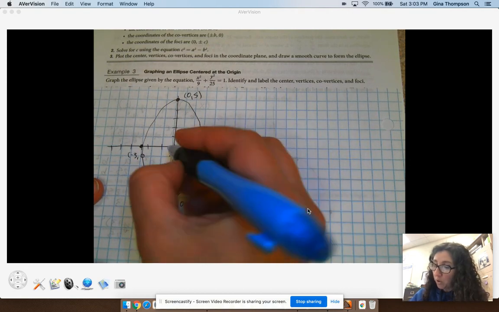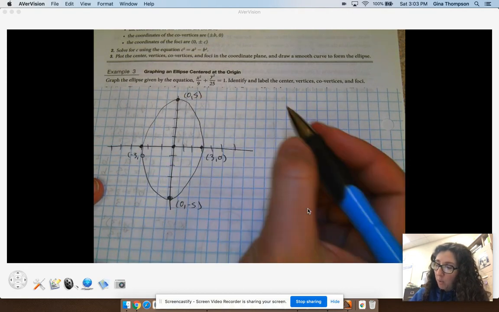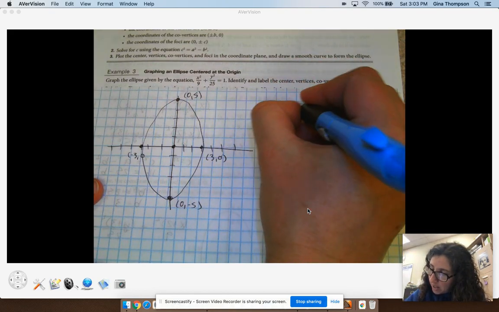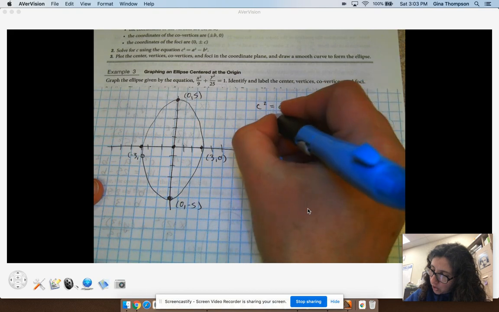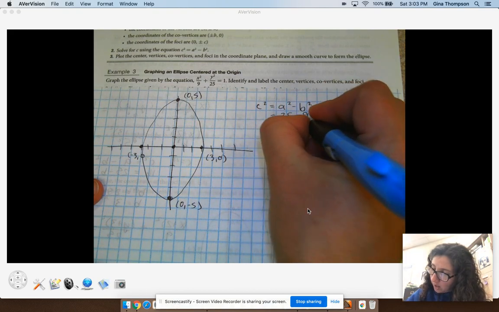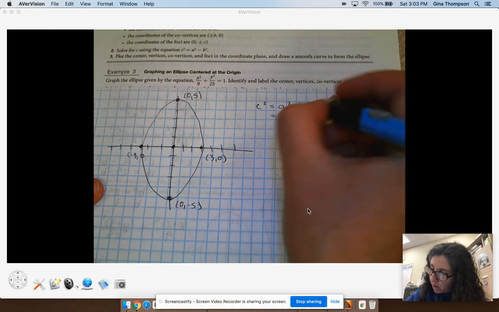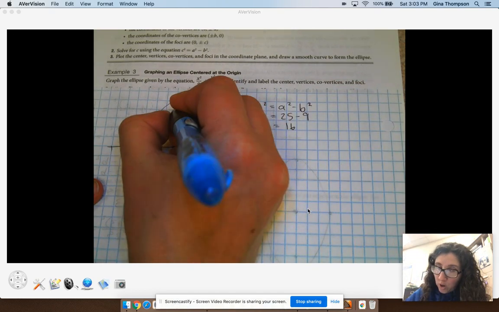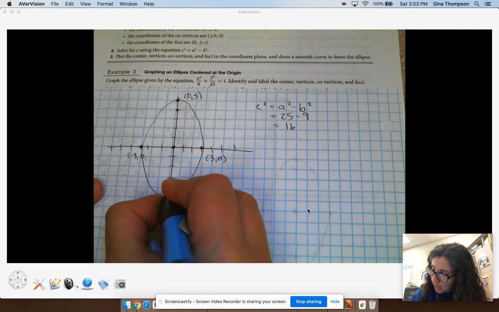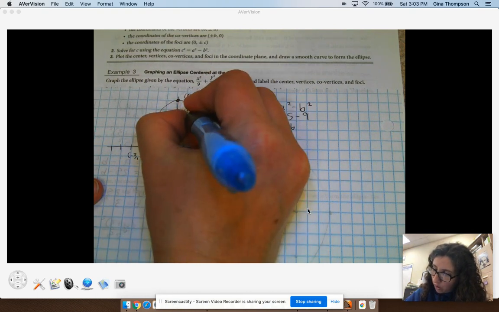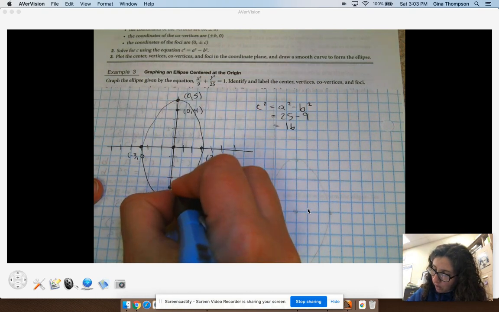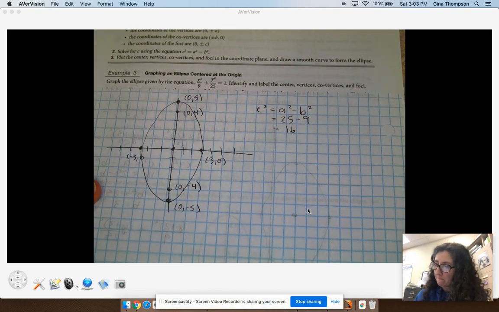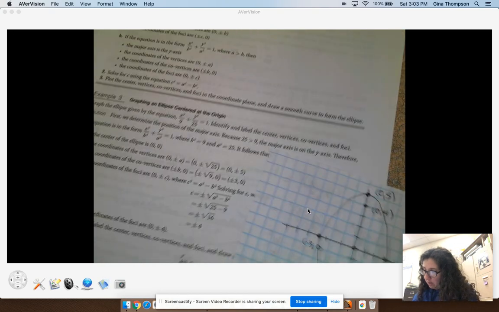Right? The foci we know we're going to be along the y-axis, but we need to find where they are. So we know that c squared equals a squared minus b squared. So it's going to be 25 minus 9, right? A squared minus b squared, which is 16. So c, our foci are going to be 4 units, either direction from the center. So they're going to be at 0, 4, and at 0, negative 4. Okay? All right, let's look at another example.